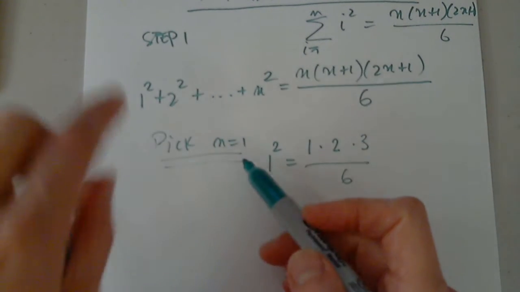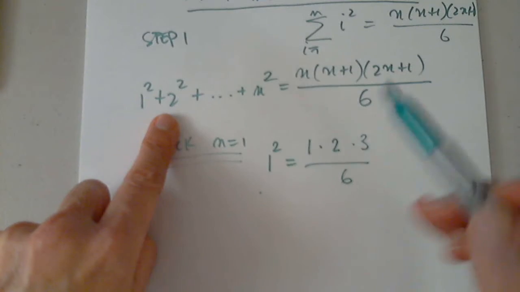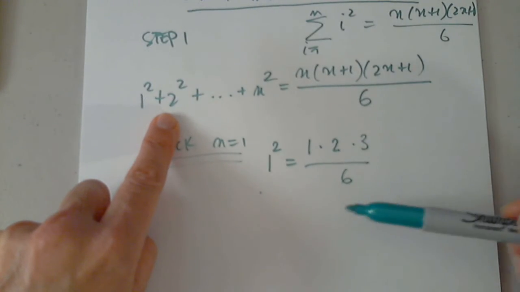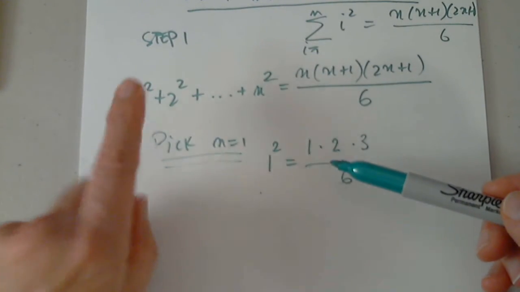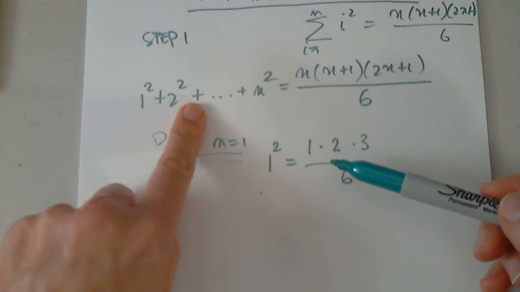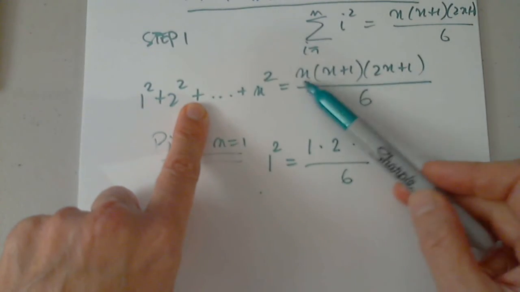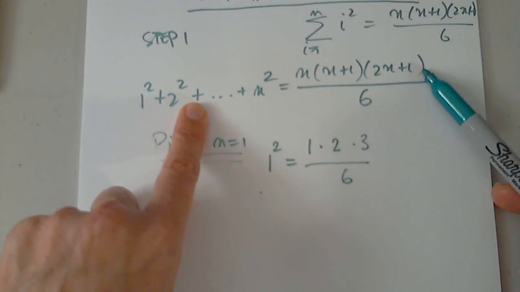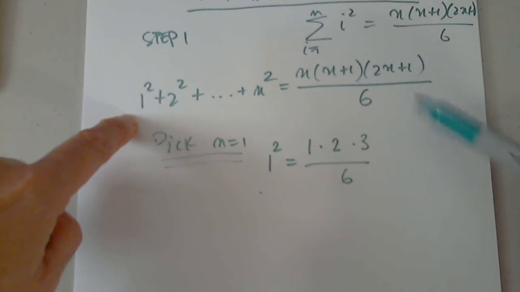But if you pick 2, you have this plus this, and then you plug in 2, and they have to equal each other. If you pick n equals 3, then you have 1 squared plus 2 squared plus 3 squared equals, replacing n by 3. That's why we only do it for the first.